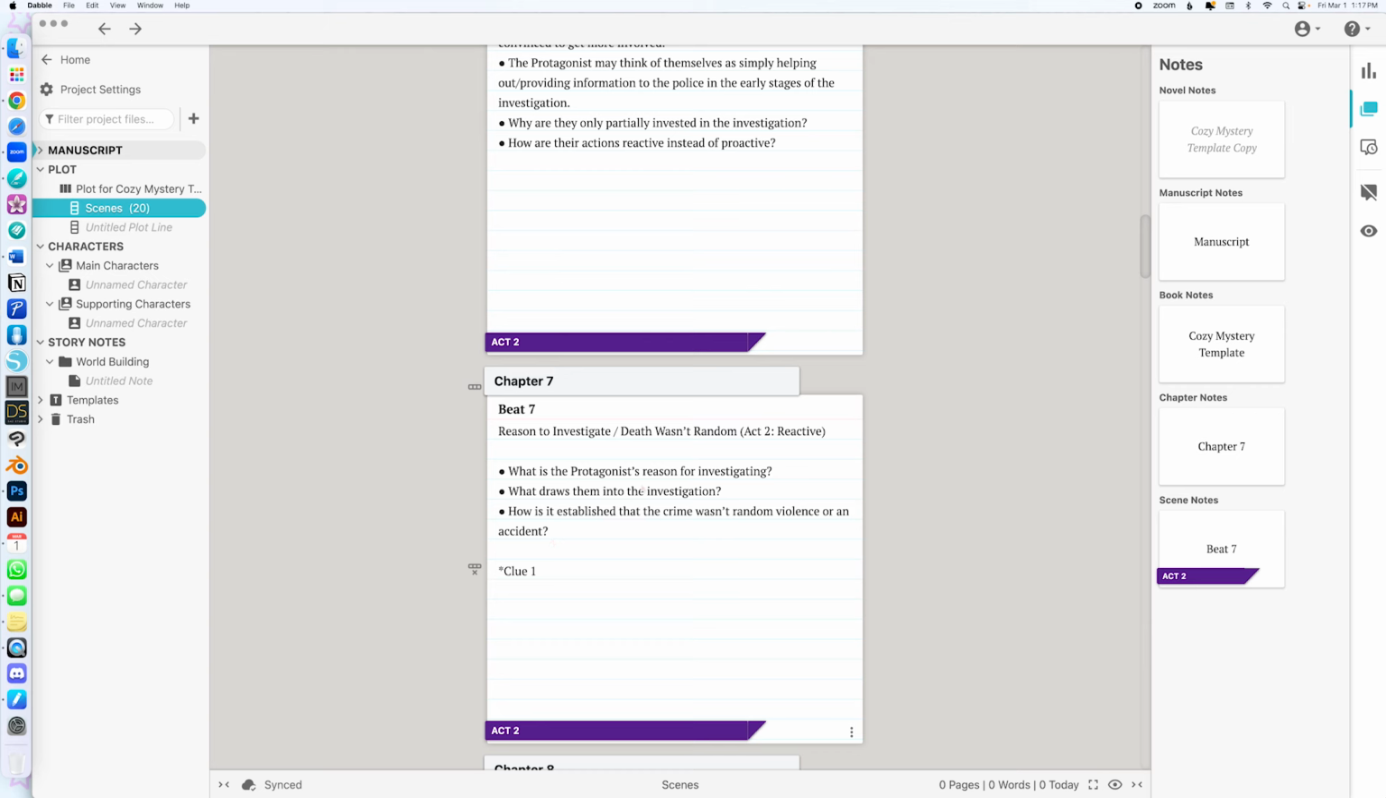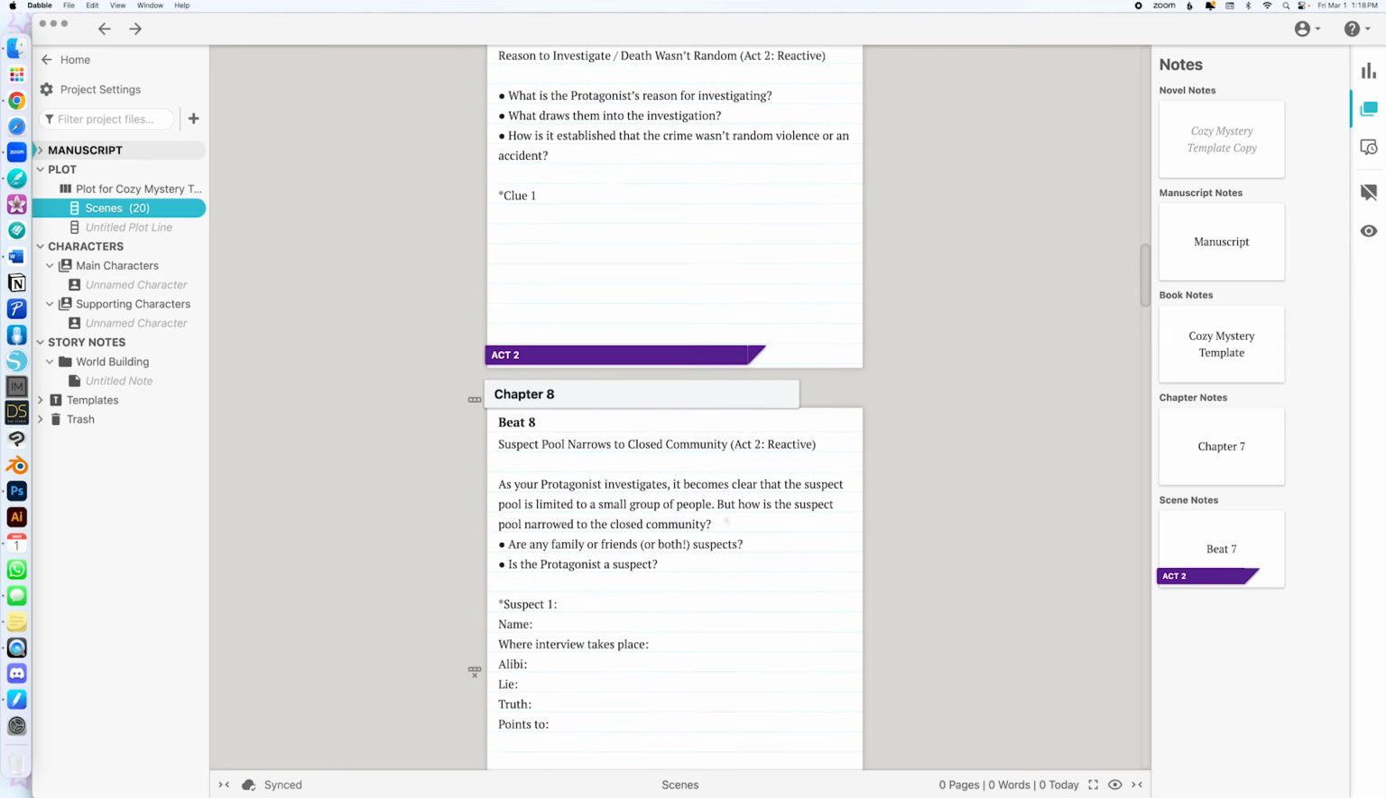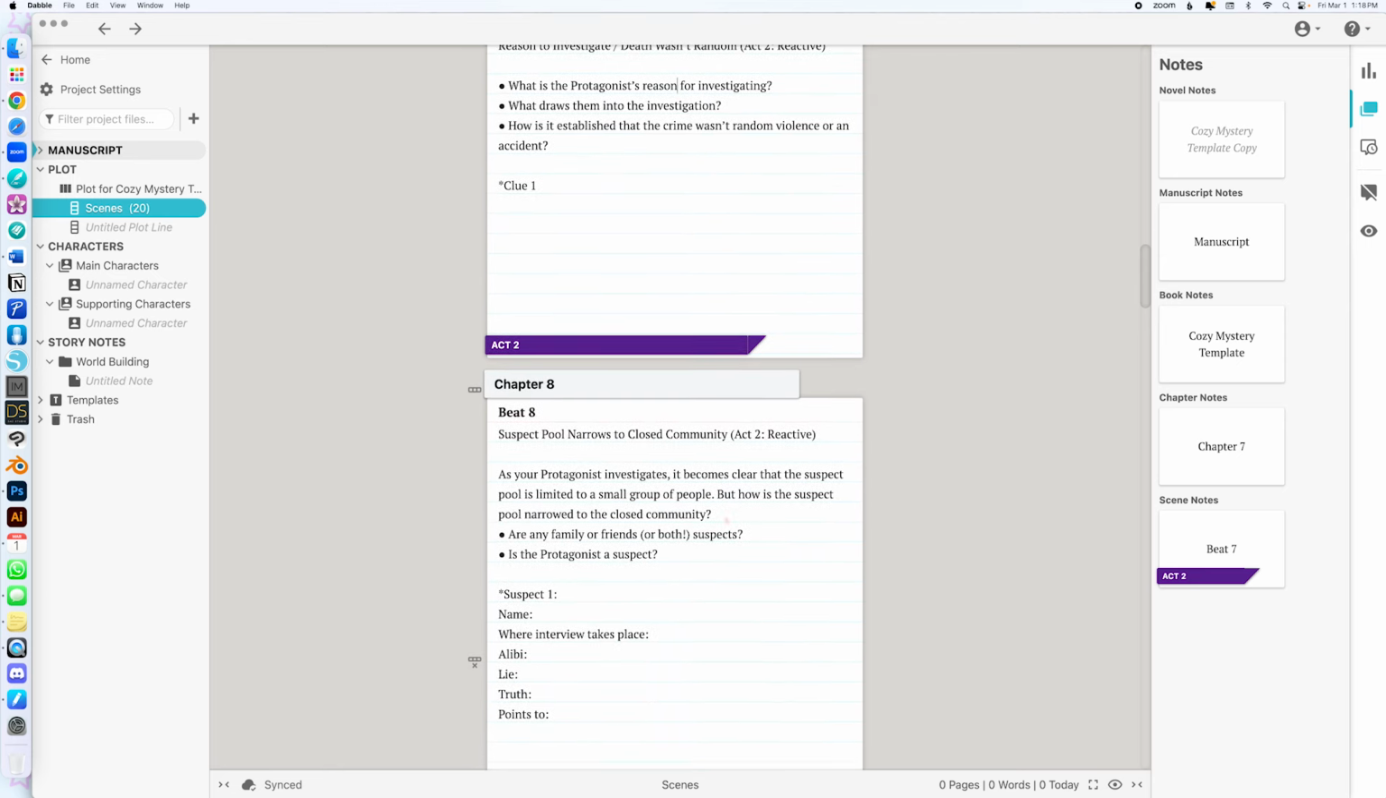So in this beat, you want to show that, hey, this actually was a murder, it wasn't an accident, and now we have a reason to investigate as well. Usually in this beat, I drop my first clue. So I added a note to myself that clue 1 should be here. I add my first clue, and that's usually the reason for my protagonist investigating. That's just how I work mine out. Then we get to beat 8.